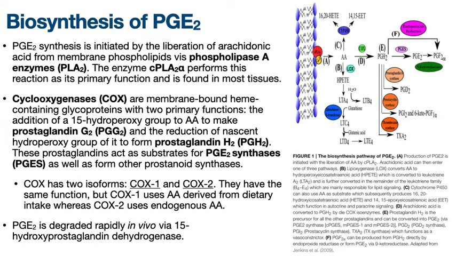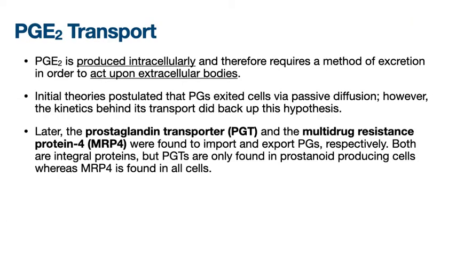So now we want to figure out how do we use this PGE2, because if it just sits in the cell, it's useless. It's made intracellularly. We need to get it outside to act upon other bodies. So, as I just stated, it's produced intracellularly and requires a method of excretion in order to act upon extracellular bodies. Initial theories postulated that PGs exit the cell via passive diffusion, but the kinetics behind it did not back up this hypothesis. It showed that that couldn't be true.